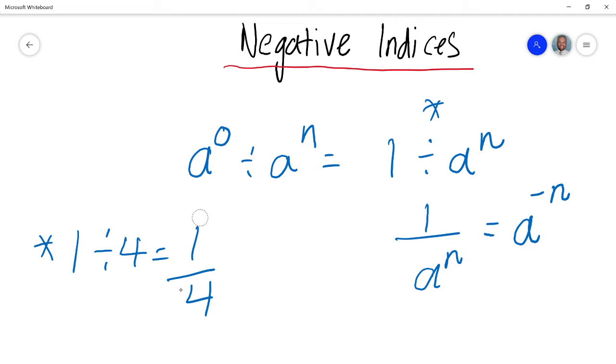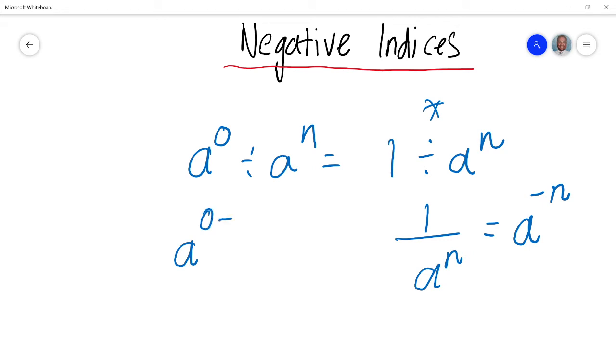Another way to interpret this law is to simply use the second rule, which is the division or subtraction rule. We know very well a to the power 0 divided by a to the power n is the same as a to the power 0 minus n. And if you look carefully, 0 minus n is actually negative n. So that now becomes a to the power negative n. And can you see that is the same as that?